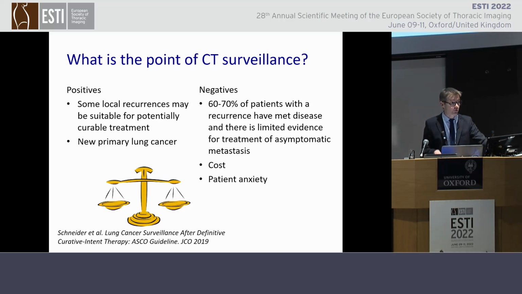There are obviously negatives associated with this. 60 to 70% of patients with recurrence have metastatic disease, and at present there is limited evidence for treatment of asymptomatic metastasis. Now this may change in time. There's also cost and additional procedures associated with CT surveillance, and there's very significant patient anxiety as being part of a CT surveillance program.